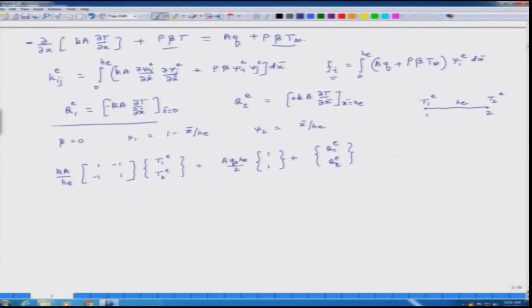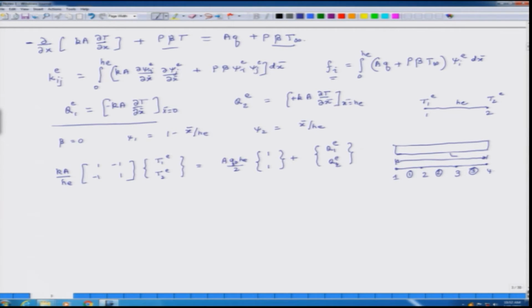Now, suppose I have a bar, and for purposes of discussion in this class, I am idealizing this as a line. So, the total bar length is L, okay, and I am breaking it up into 3 elements, element number 1, element number 2, element number 3, and the global nodes are 1, 2, 3, 4.